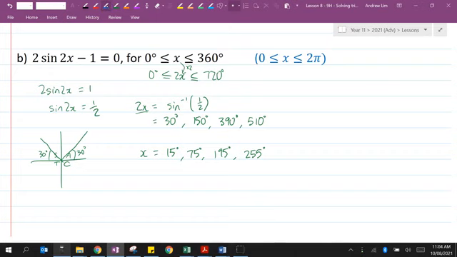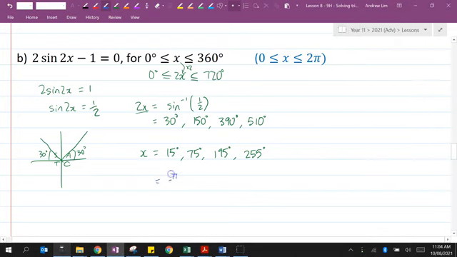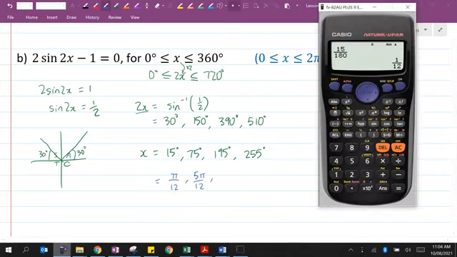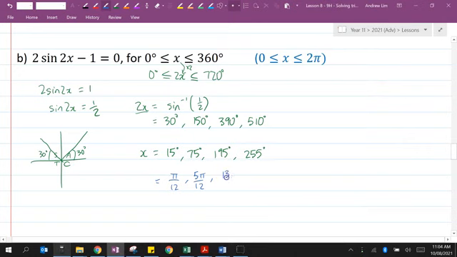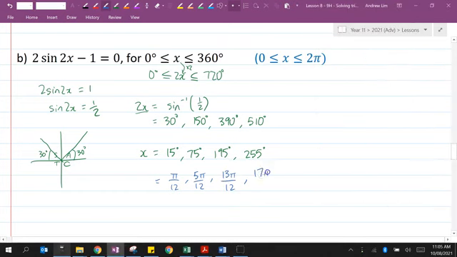Okay, if we want to convert it to radians, divide them all by 180. Pi over 12. This will be 5 pi over 12. 195 over 180, 13 pi over 12. And 255 on 180, 17 pi over 12. Okay, and so we can see that our answer, the one in degrees, is in the given domain from 0 to 360.